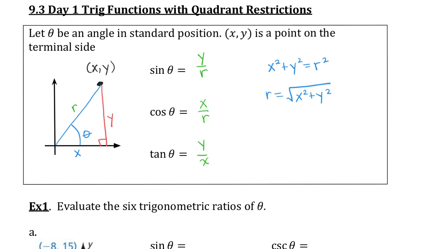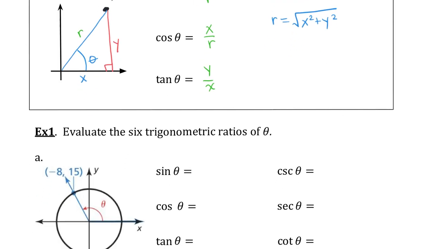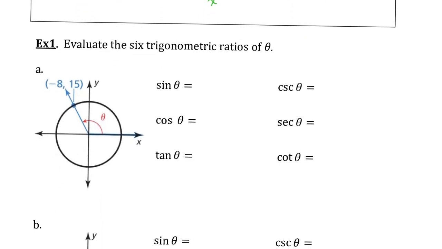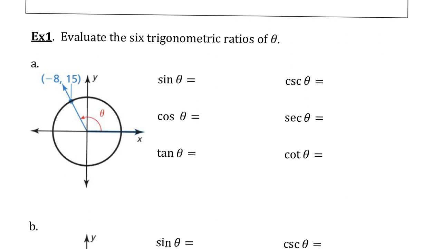Okay, let's go ahead and try this so you can see what we're doing and what it might look like. So it says evaluate the 6 trigonometric functions of theta. They have given me an ordered pair. So even though they gave me a picture, I'm mostly going to ignore it and use the ordered pair. Okay, so sine is going to be y over r. I can see what y is. Y is 15 because this is the x, this is the y. The x is negative and that's fine.